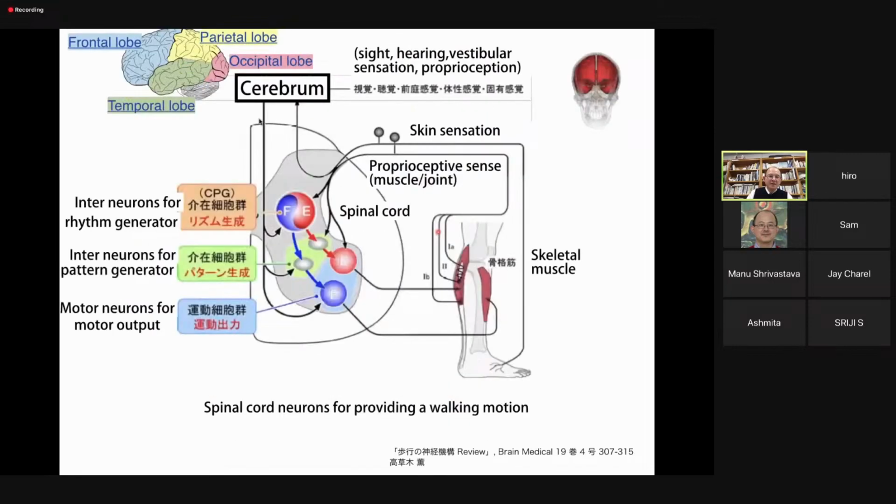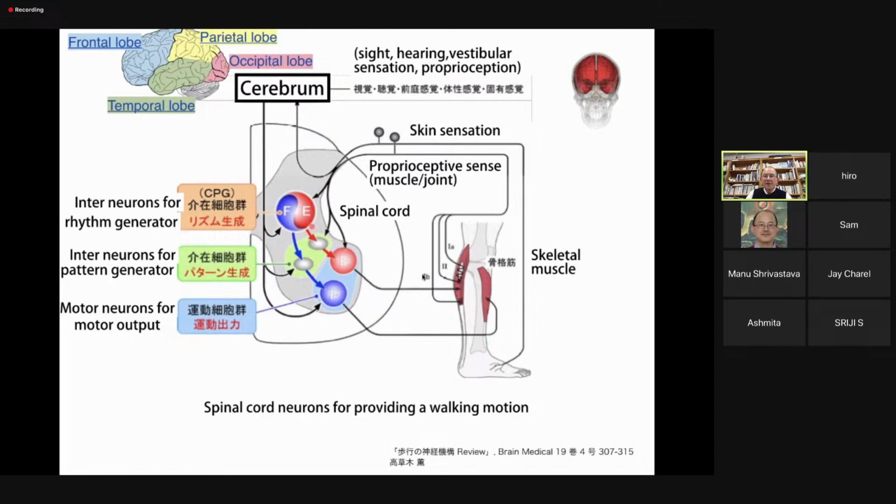This is connecting the usual cerebrum: sight, hearing, vestibular sensation, or proprioception are connected here. Interneurons, the rhythm generator and pattern generator, and the motor neuron are connecting as a local circuit in your brain and at the backbone, in a sense what is actually called the spinal cord.